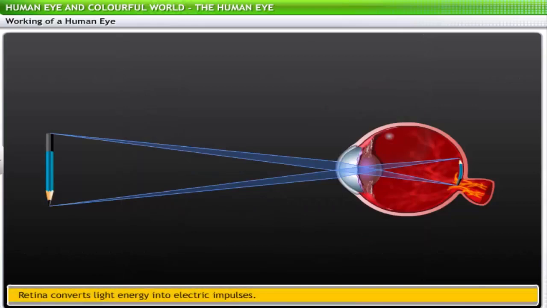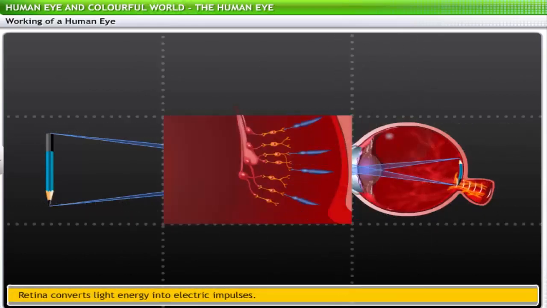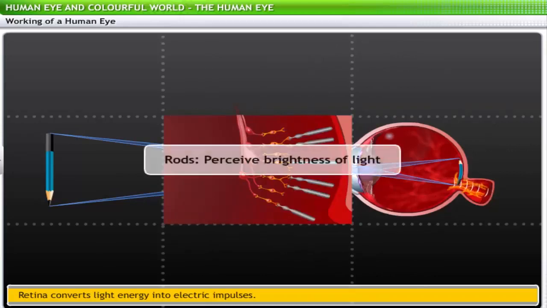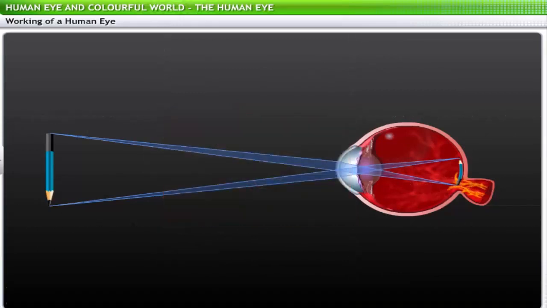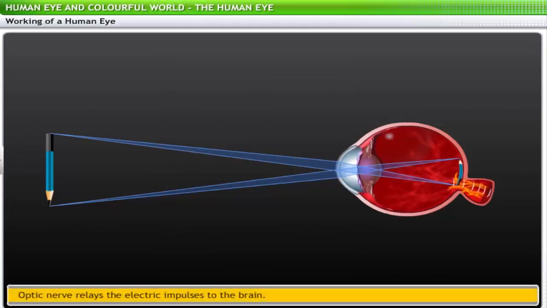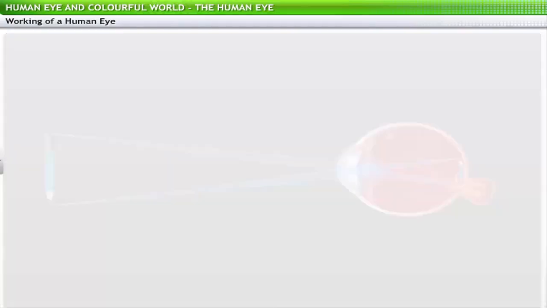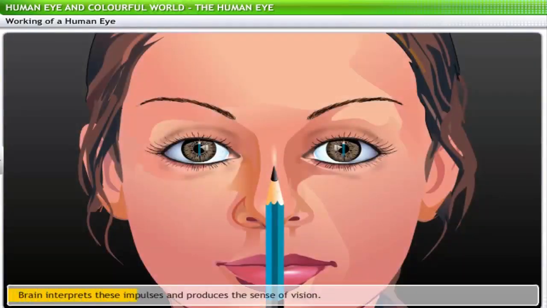The retina converts the light energy of the image into electrical impulses using light-sensitive nerve cells called rods and cones. The rod cells are responsible for the perception of the brightness of light and the cone cells for the perception of color. The electric impulses from the retina are relayed to the brain by the optic nerve. These impulses indicate the brightness and color of the image to the brain. The brain interprets these impulses and produces the sense of vision.